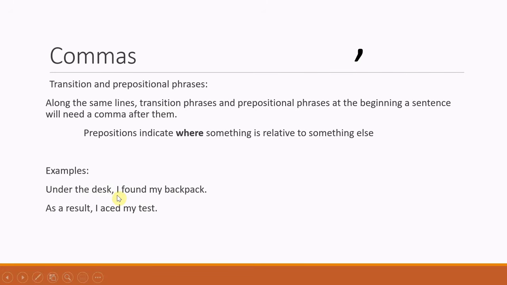And now an example of a transitioning phrase. As a result, I aced my test. So this is going to indicate causation, transitioning from something ahead or something previously to why I aced my test. So put the comma after that.